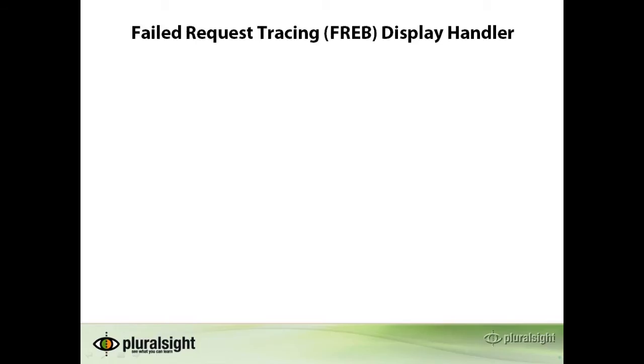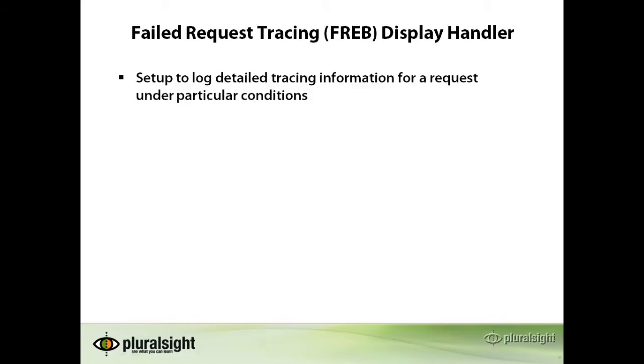The first feature we'll look at is failed request tracing, or the code name of FREB, and we're going to see how to create some display handlers for this feature. The idea with failed request tracing is you're able to set up a log that gets detailed tracing information for a request under particular conditions.